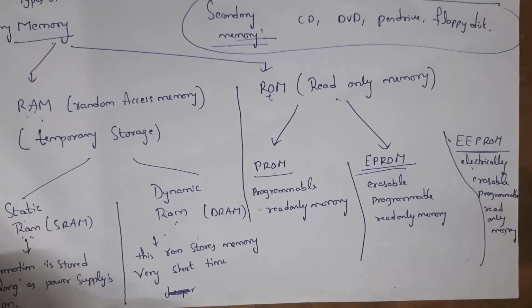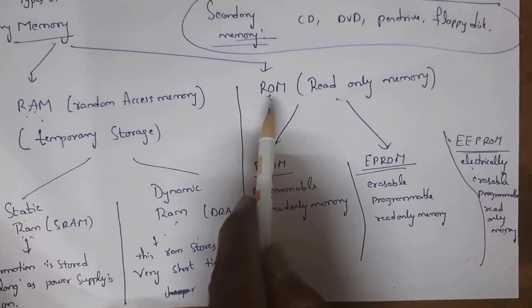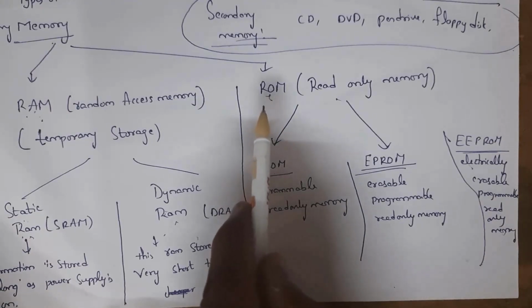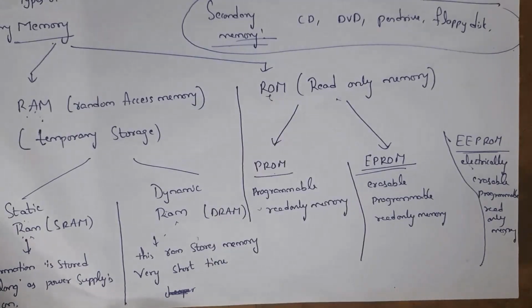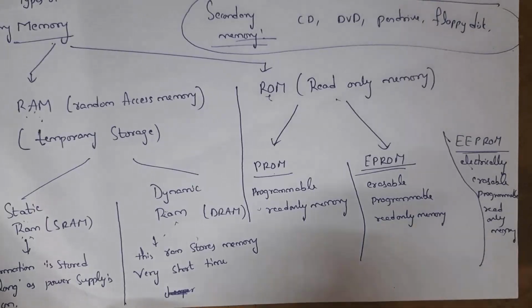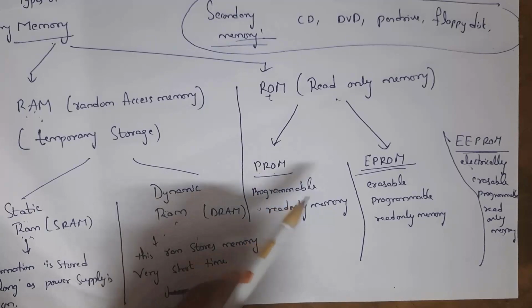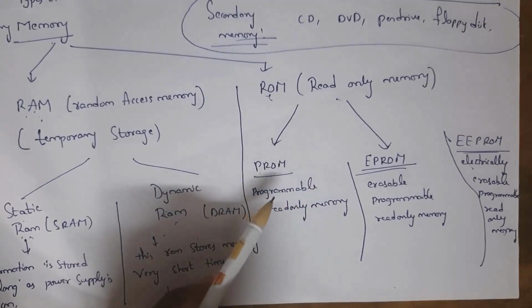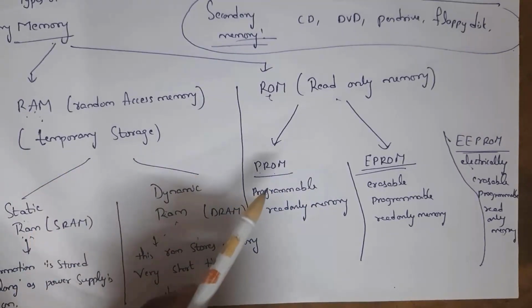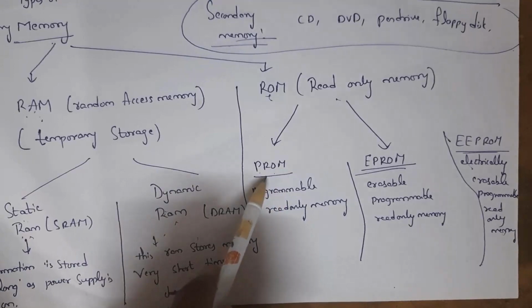Next I will explain ROM. ROM stands for read-only memory. This is permanent storage because even if we shut down our system, the data will be present in our system. So we call this ROM permanent storage. There are three types of ROM. First one is PROM, where PROM stands for programmable read-only memory. In programmable read-only memory, once we copy any data in PROM, then we cannot delete that data.